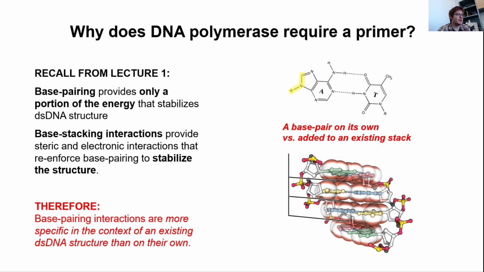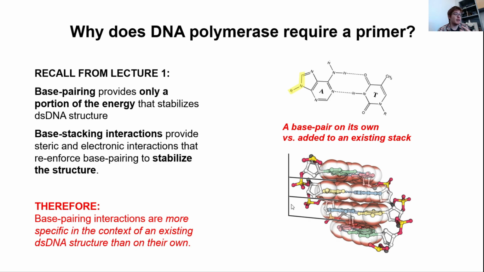And so some of the answer to this comes from the fact that you'll recall that in lecture number 1, we learned that in the context of a double-stranded DNA B-form helix, base pairing provides only a small portion of the energy that stabilizes the structure. So we get these hydrogen bonds between A and T, for example, but it's the base stacking interactions of those nucleotides with other Watson-Crick-Franklin base pairs that provides important steric and electronic interactions that help stabilize and reinforce the base pairing of that whole B-form DNA structure.